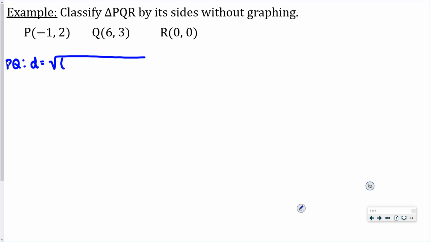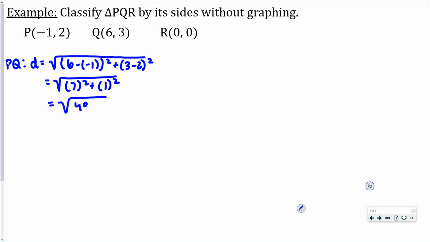Oh, it's so cool how math just builds, right? We've been using the distance formula since chapter 1. 6 minus negative 1 squared plus 3 minus 2 squared. I'm going to go through this quickly since it's review. That gives me 7 squared and 1 squared, which is 49 plus 1. We get the square root of 50. That's obviously not a perfect square.